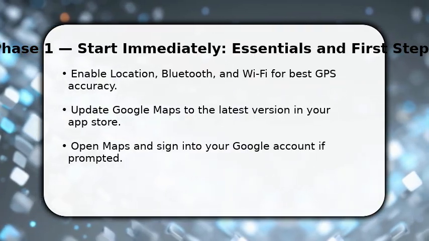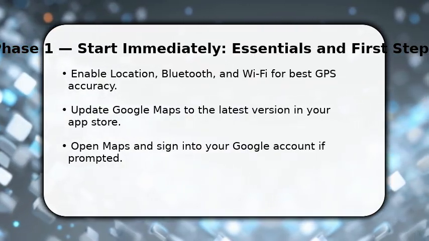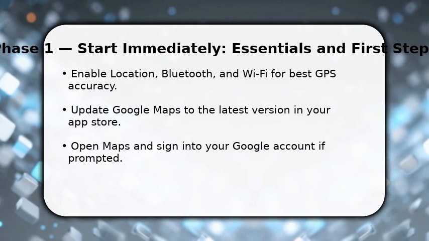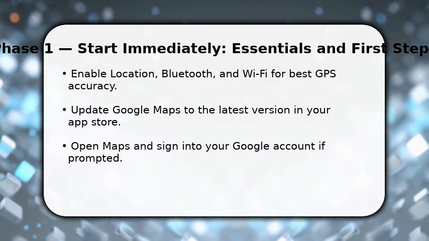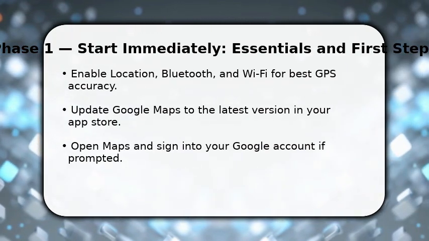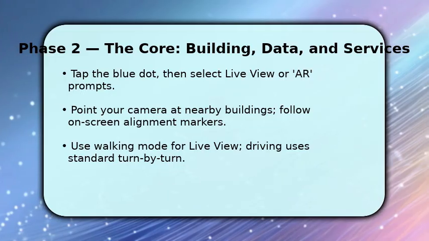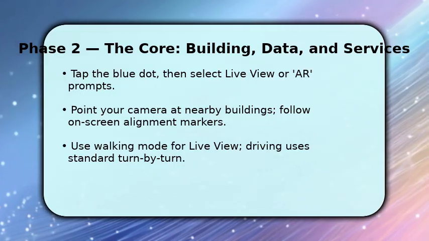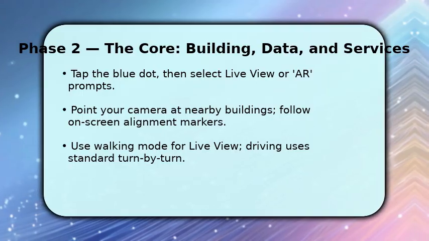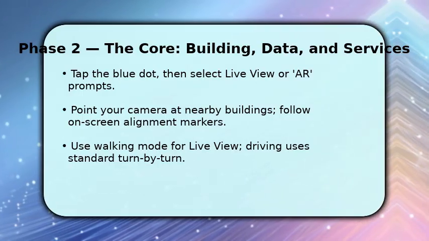These first actions put you in the exact state needed to switch into live navigation and augmented view without delays or repeated restarts. You now move into the complex middle steps. Select live view from the blue dot menu or directions screen. Point the camera at recognizable landmarks and align the overlays until the arrows lock.